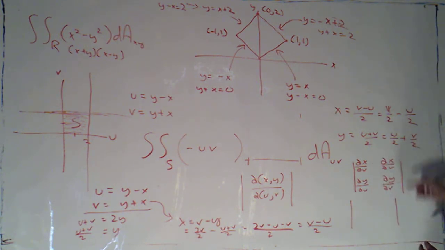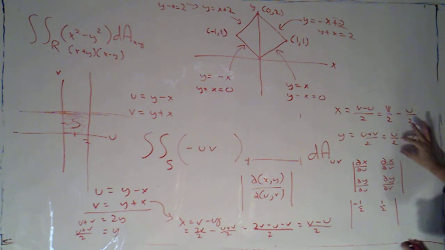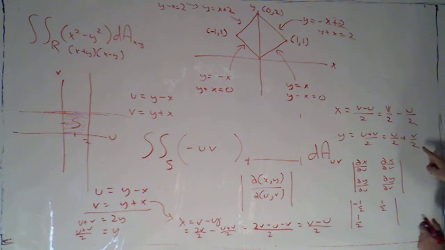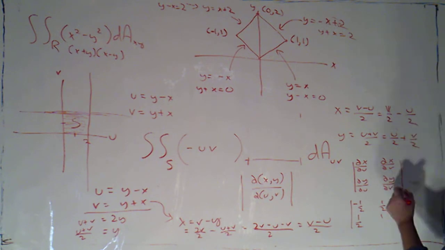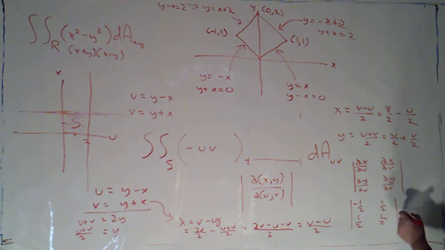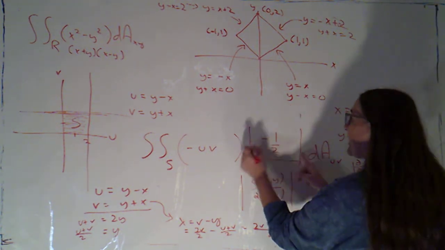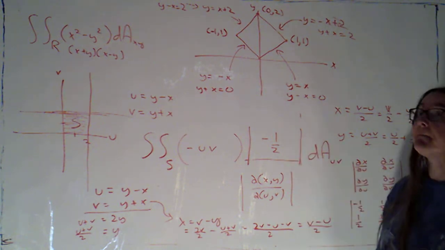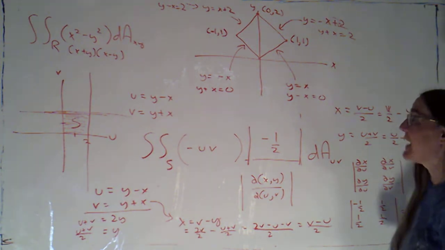Okay. Partial of x with respect to u is negative 1/2. Partial of x with respect to v is just 1/2. Partial of y with respect to u is 1/2. Partial of y with respect to v is 1/2. This is going to be negative 1/4 minus 1/4. That's negative 1/2. That's the determinant. My scaling factor is the absolute value of that, which is going to make it positive. Very, very important that that become positive.